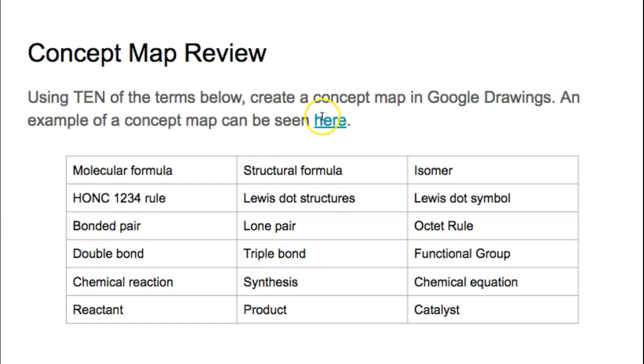Now, I have an example of a concept map. If we click on this link, and I'll actually connect a video on how to make a concept map too. Because what I want you to do is to create a concept map using 10 of these terms. You'll notice there's more than 10, so you have to pick the 10 that you think are most important. And then you have to show me how those words are related to one another.